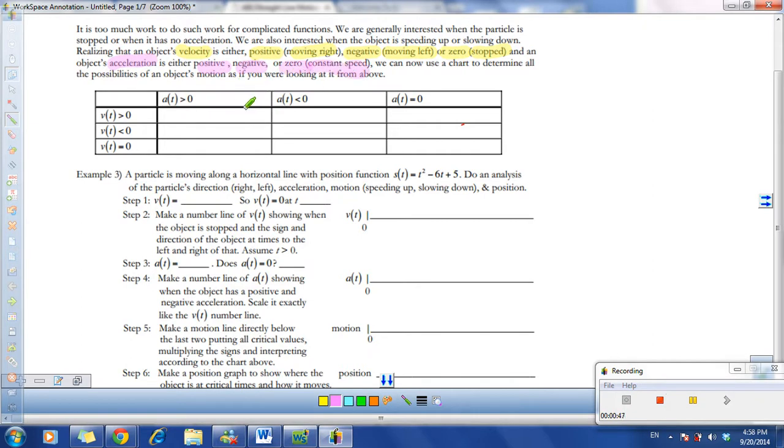So we can now use a chart to determine all of the possibilities of the object's motion as if you were looking at it from above. So let's take a look here. When my acceleration is positive and my velocity is positive, that means I'm moving to the right and I'm speeding up. When my velocity is positive and my acceleration is negative, that means I'm still moving to the right, but I'm slowing down.